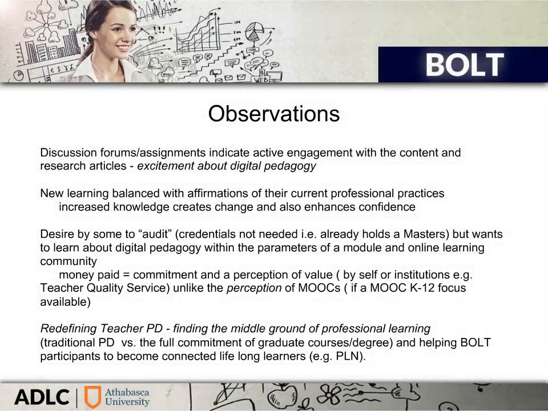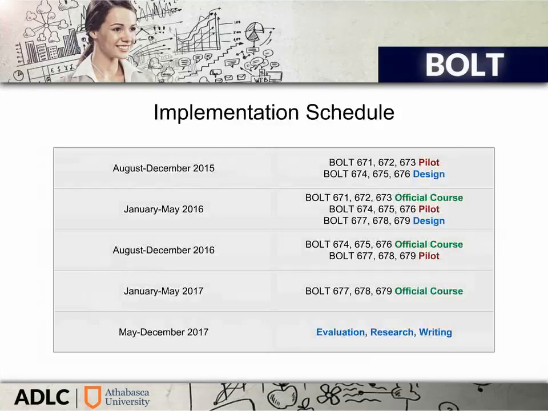Alternatively, if a teacher says, I want something more than that, I want a sustained learning experience, they can enroll in 671 and then 672 and 673. That combination of three modules together would be equivalent to one graduate studies course that they could take for advanced credit towards Athabasca University's graduate studies program. So I think what Connie was saying about this middle ground is that it's professional development and professional learning if that's what you're looking for, but it can ladder into graduate studies if you are ready for that.